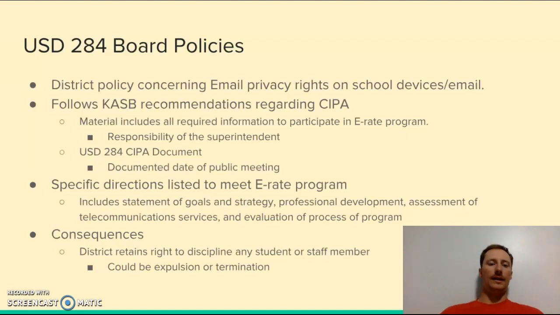We also had a district CIPA document written up. I think this was done last in 2013, and on there it has a documented date of the public meeting that the document was approved, and so that E-rate funding could continue.